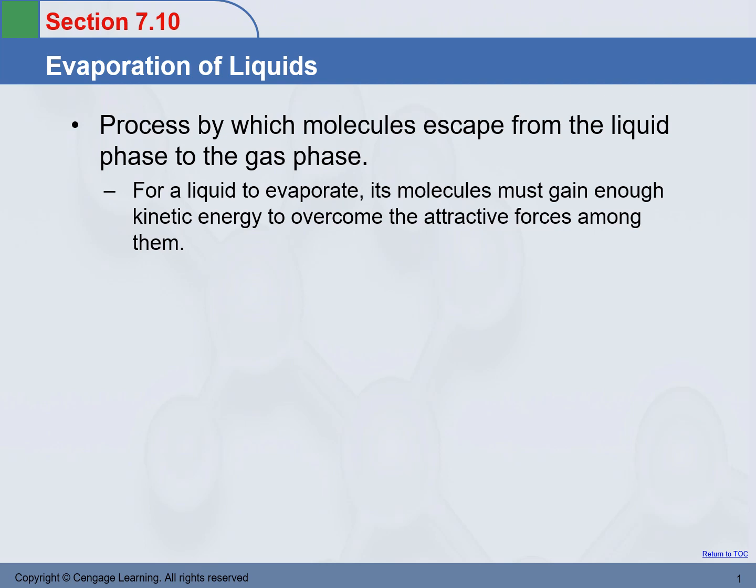For a liquid to evaporate, its molecules must gain enough kinetic energy to overcome the attractive force among them. Remember, at the beginning of this chapter, we introduced the kinetic molecular theory. All those molecules within the liquid, the reason they're staying together is because they have a potential energy that is trying to keep everything in order, that is attracting all the molecules, making sure they are staying together.